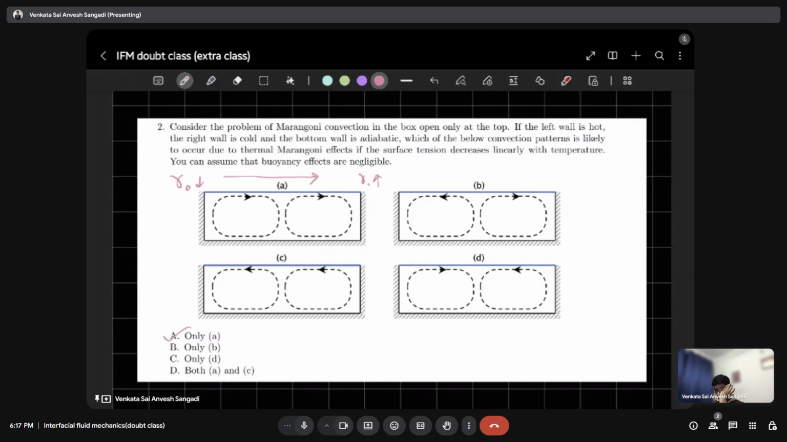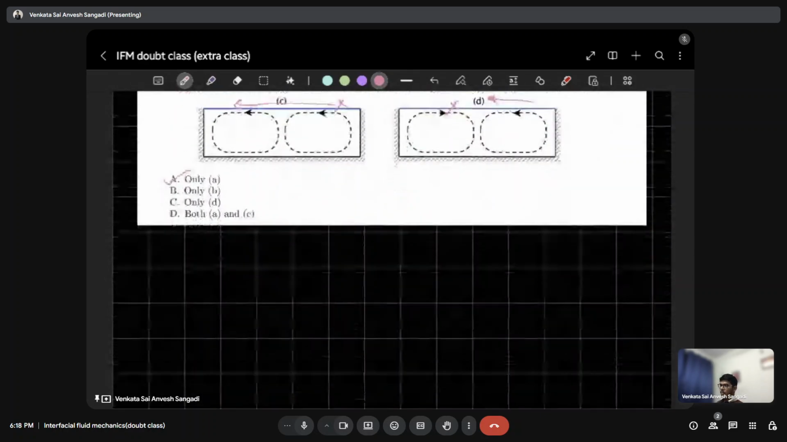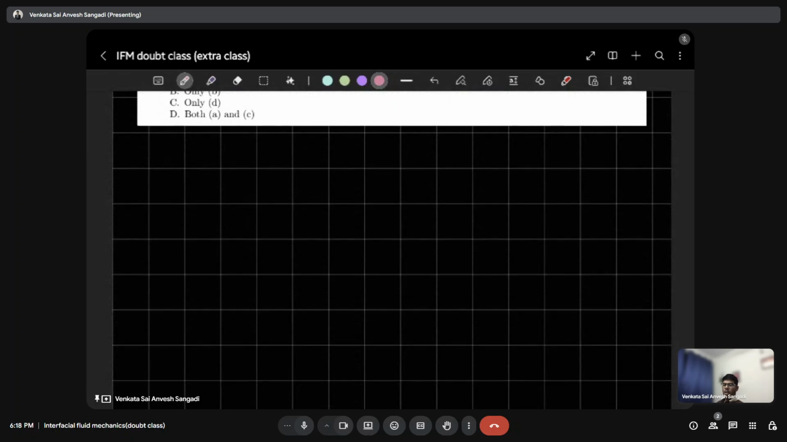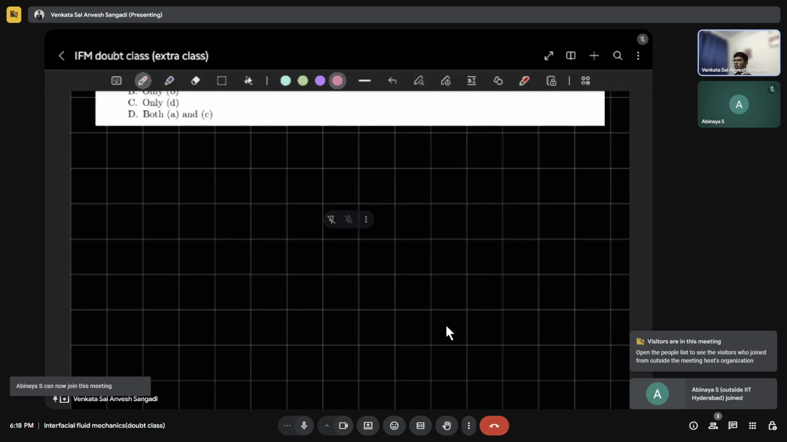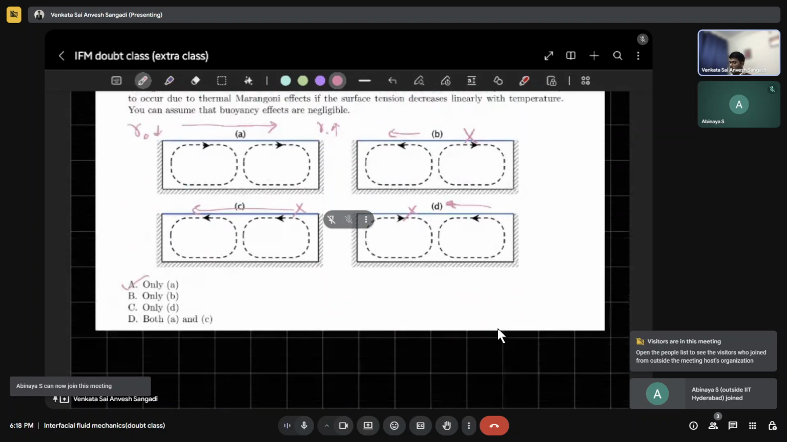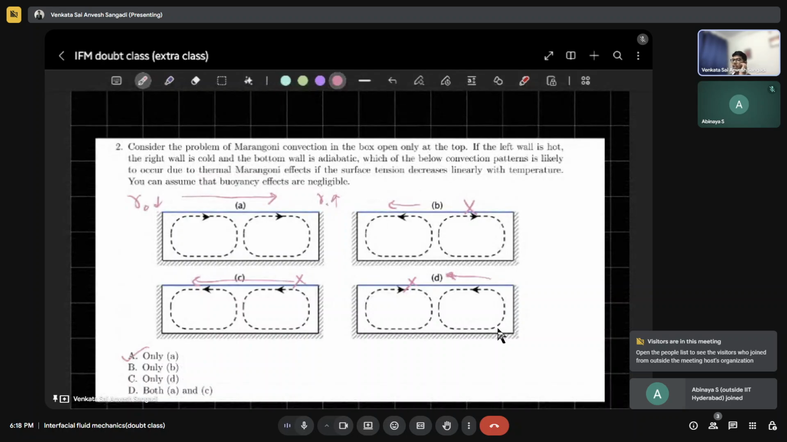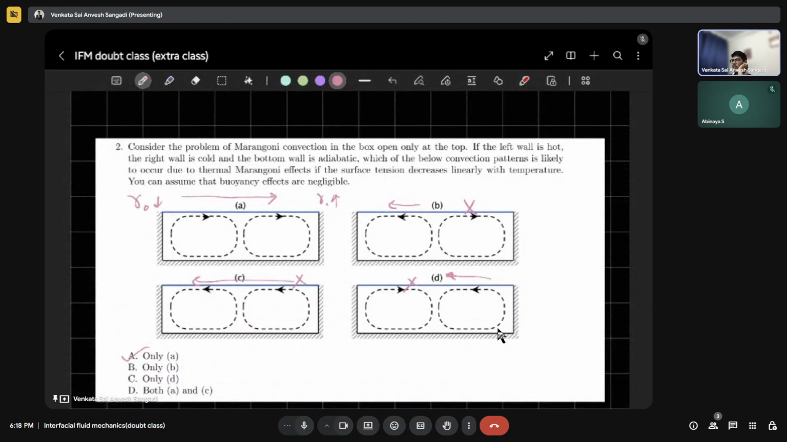In all the other flow configurations we see a net leftward movement. In this case, entirely leftward. In this case, leftward. Therefore, these are not possible. That is the only configuration which is correct.